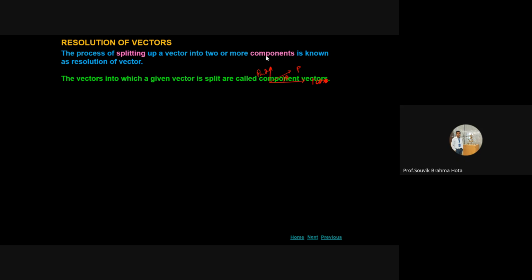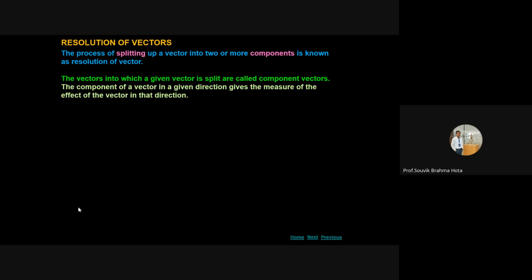Now the vectors into which a given vector is split are known as components. So the split vectors are known as components. The component of a vector in a given direction gives the measure of the effect of the same vector. Suppose you have a vector, it has two components, ax and ay, in both directions. Whatever effect the components give will be given by the previous vector. The component of a vector in a given direction gives the measure of the effect of the vector in that direction.